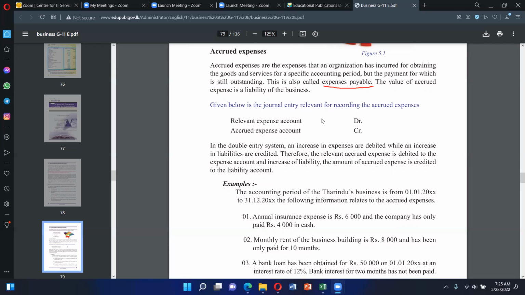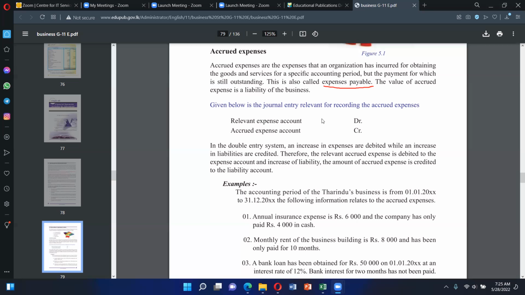Relevant expense account debit, accrued expense account credit. In the double entry system, an increase in expenses is debited while an increase in liabilities is credited. Therefore, the relevant accrued expense is debited to the expense account. As an increase of liability, the amount of accrued expense is credited to the liability account.